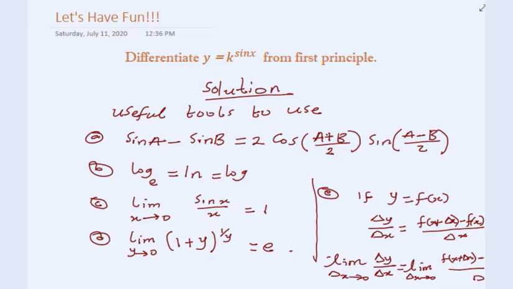And again, log to base e can be written as log or ln. So I'm going to be writing log in the solution, and if I don't write any base, the base is exponential. Again, this is a standard limit: as x goes to 0 of sine x over x, we know that the answer is 1. And when you take the limit as y goes to 0 of (1 plus y) raised to the power of 1 over y, the answer is exponential e. These two are called standard limits.